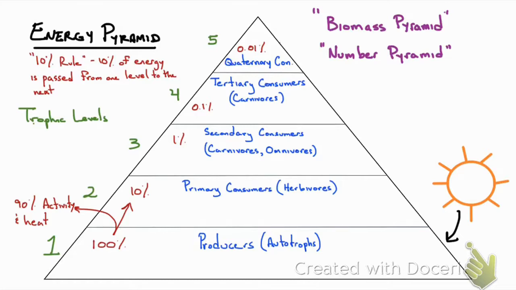So, in summary, the energy pyramid, the biomass pyramid, and the number pyramid give us an idea of the flow of energy and the flow of mass from one level to the next in a trophic pyramid like this one. We assume that only 10% of the energy, 10% of the biomass, and 10% of the total number of organisms is being passed from one trophic level to the next.